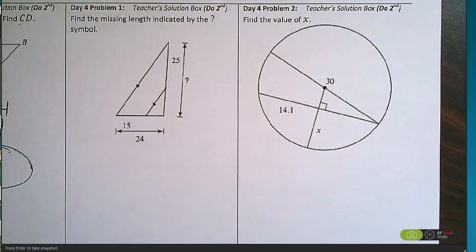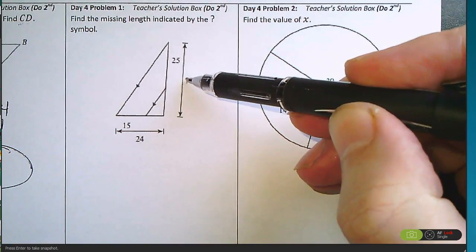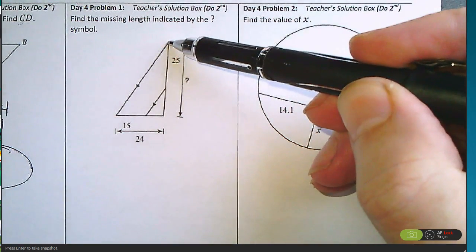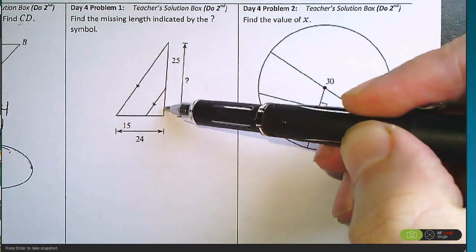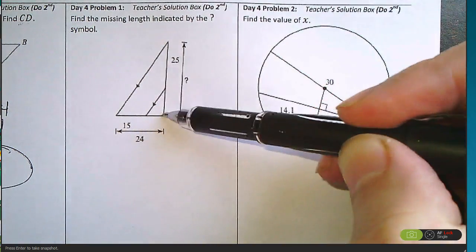Here's a solution for day 4, problem 1. Find the missing length indicated by the question mark symbol. So we want to find this length here. This is maybe described as the right side of this large triangle.